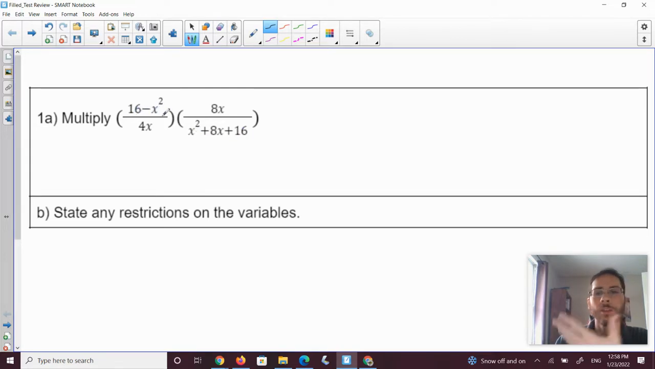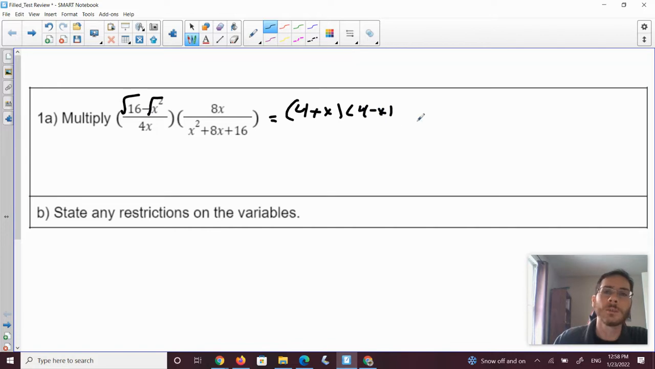So 16 minus x squared, that's a difference of squares. A difference of squares means we're going to get 4 plus x. Again, the square root of 16 is 4, the square root of x squared is x, and 4 minus x. We have 8x from the second term, so we'll just put that in its own parentheses up here for right now.